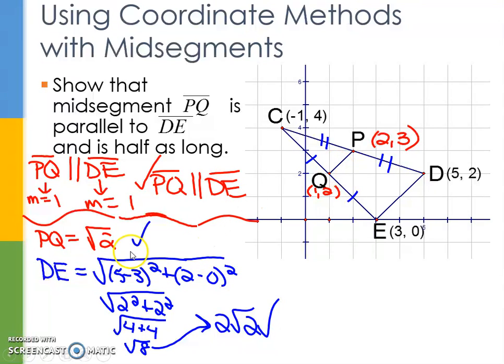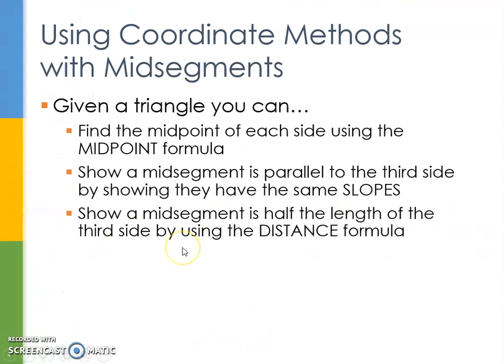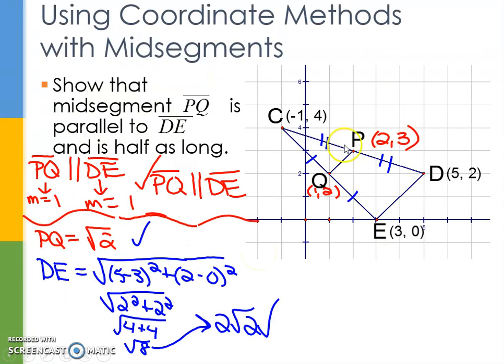So that's why you can prove that PQ is half of DE by using the distance formula, which says right here: show a midsegment is half the length of the third side by using the distance formula. So you use the distance formula, find the distance here, using these points. And if this is half of this number-wise, then it is a midsegment.